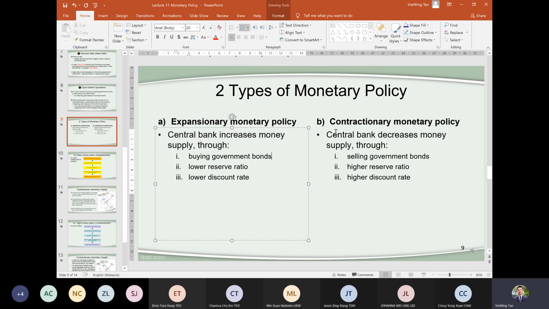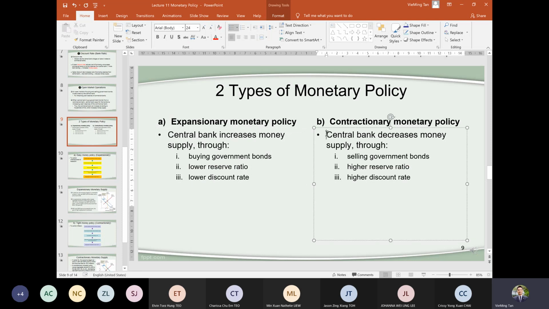On the other hand, what happens if a country is having very high inflation? That means prices generally are very high in the economy. Prices for most of the products are very high. Then what should the government do?